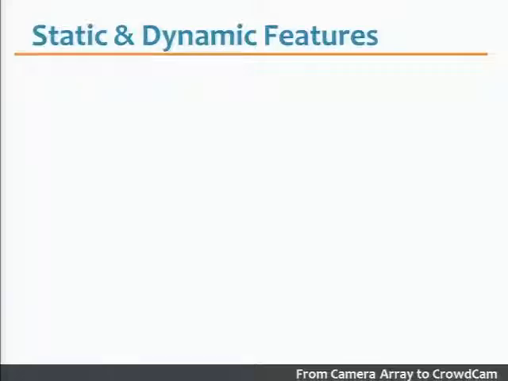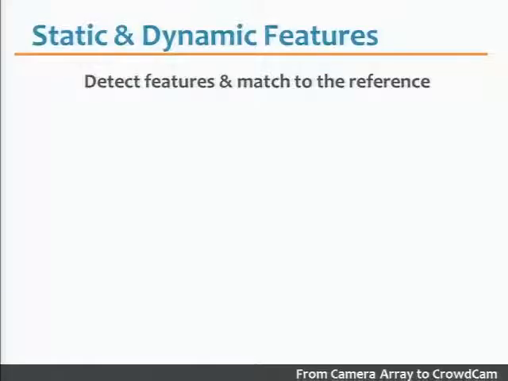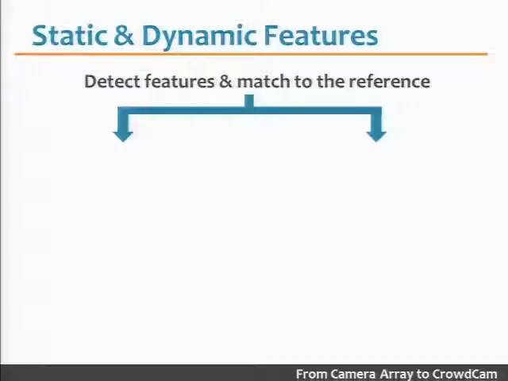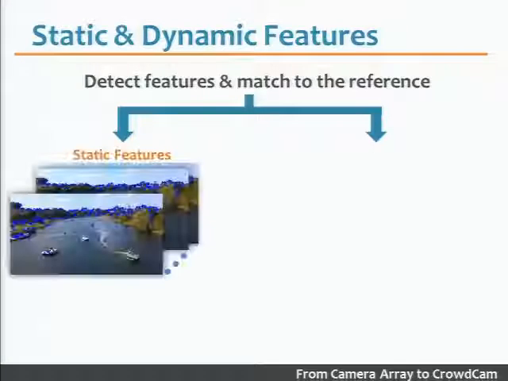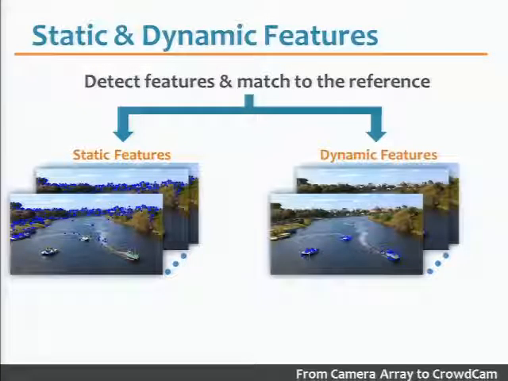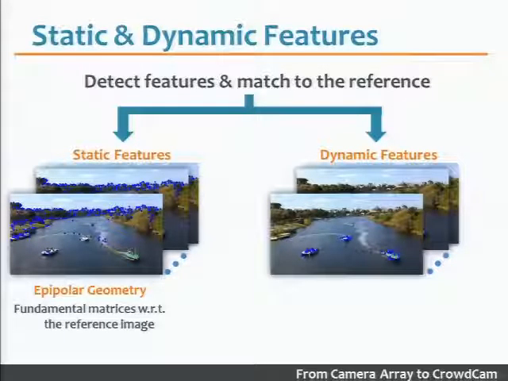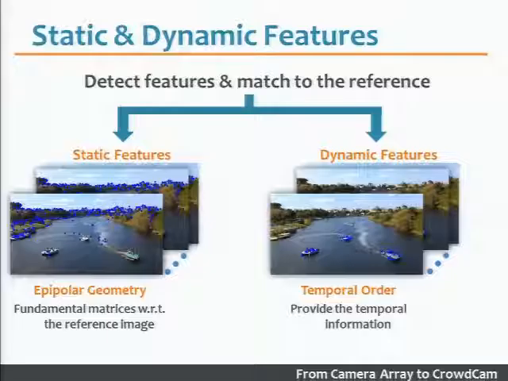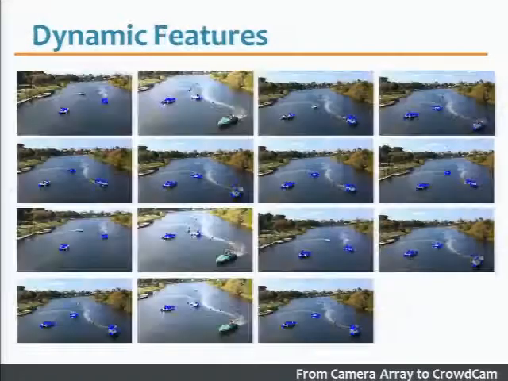A preliminary step of our method is to detect features and match them to the reference. Then we classify them into static features and dynamic features. The static features provide us with the geometry, and the dynamic features give us the temporal information. So let's see what we do with that.